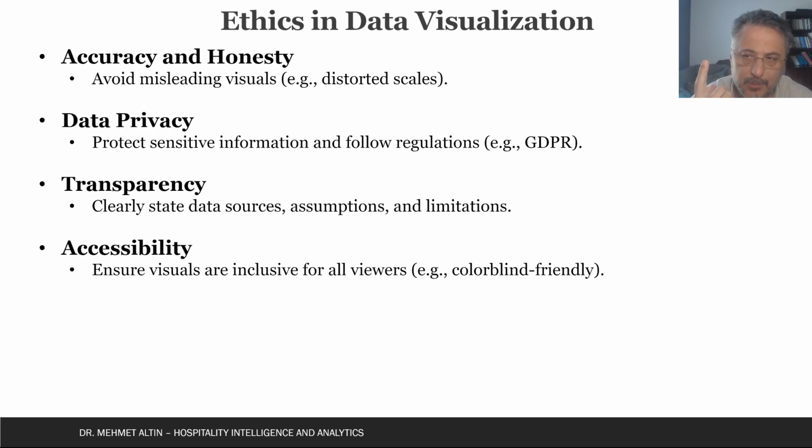Ethics is very important. While visuals can simplify and enhance understanding, they come with the responsibility to present information accurately, transparently, and fairly. Now, accuracy and honesty is of course the first principle, right? Misleading visuals, and I'm going to give you an example in a minute, like starting the y-axis at a higher value or exaggerating data differences, can distort the truth.